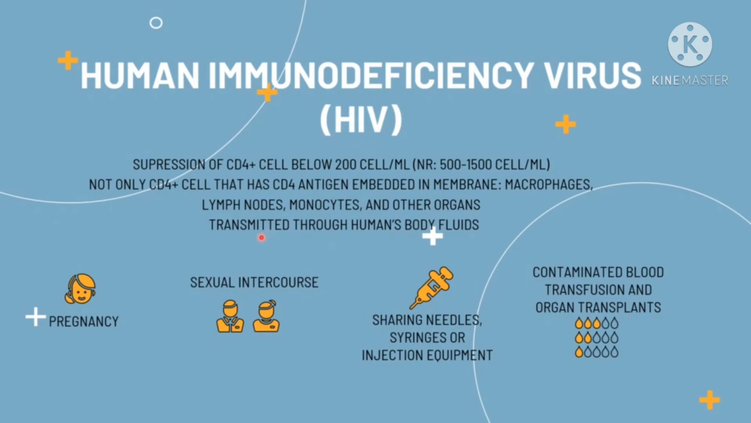This HIV is transmitted through human body fluids through many routes of transmission, such as pregnancy, sexual intercourse, sharing needles, syringes or injection equipment, and contaminated blood transfusion and organ transplant.